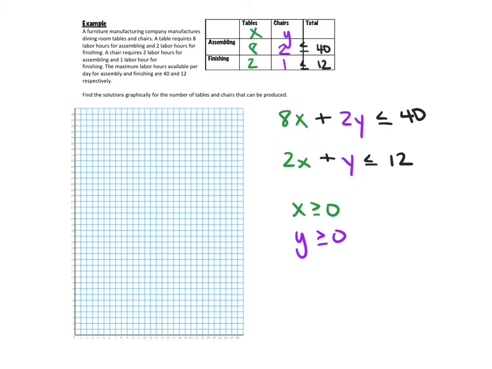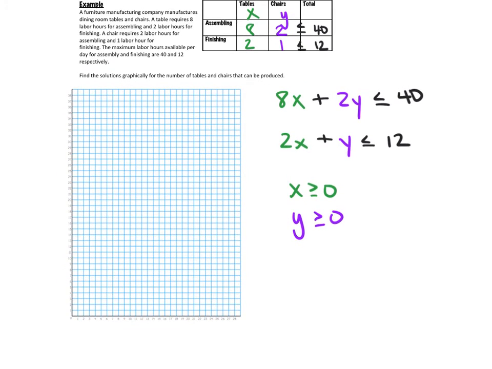And I'm going to label the axis. My x-axis is tables, and my y-axis is chairs. And so when I plot my line, let's plot this first one as 8x plus 2y less than or equal to 40.